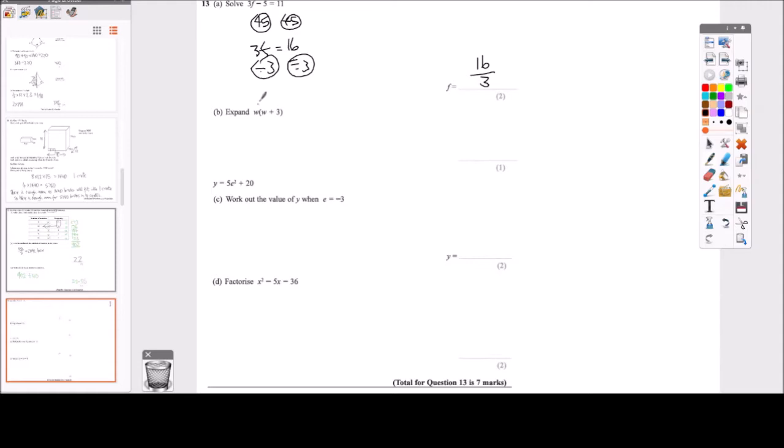Now for part B, expanding means getting rid of the bracket. So we use the claw when we multiply. W times W is W squared. Get the sign right. It's a plus sign. W times 3 is 3W.